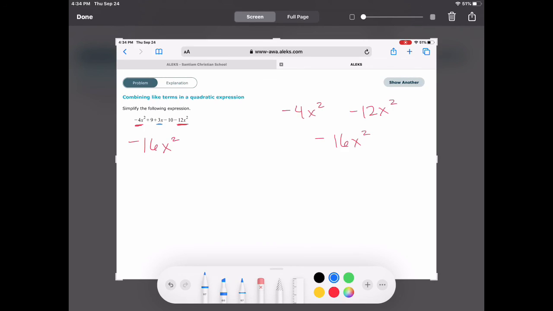He has no friends, so we're just going to make him plus 3x, and then I can see that I have a 9 and a negative 10 that are constants. That'll give me a negative 1 when I combine those. So here's my very colorful final answer. Just make sure you only combine the things that match, exponents and letters, and watch out for positives and negatives.